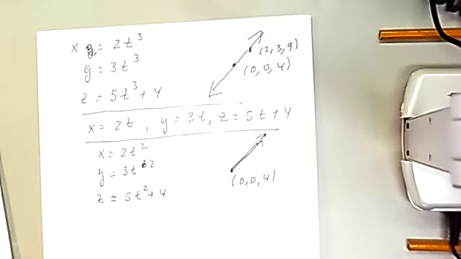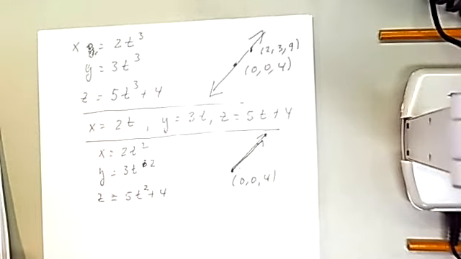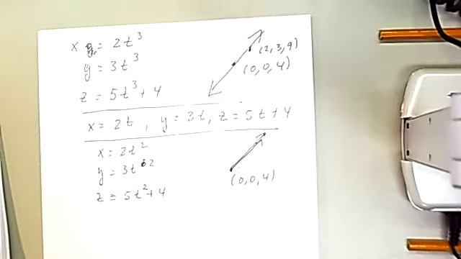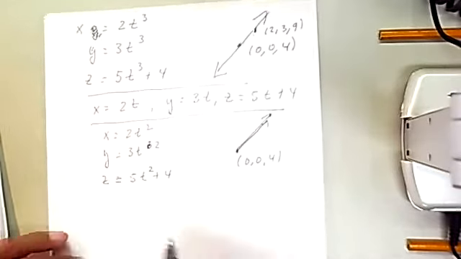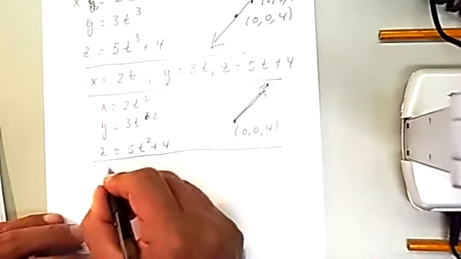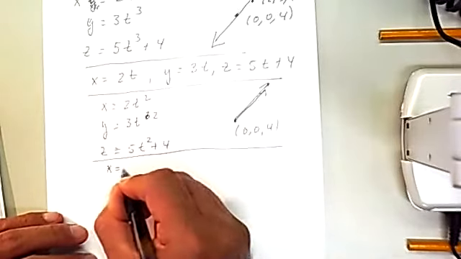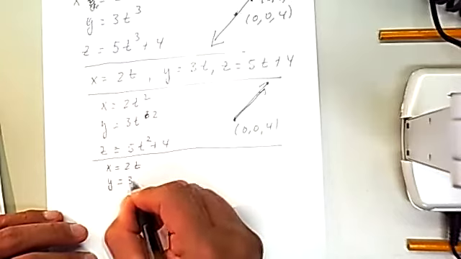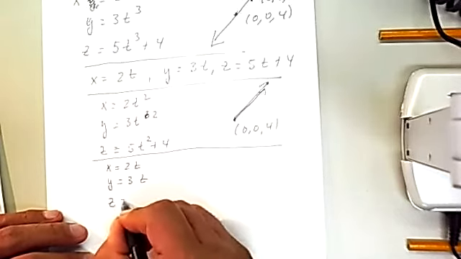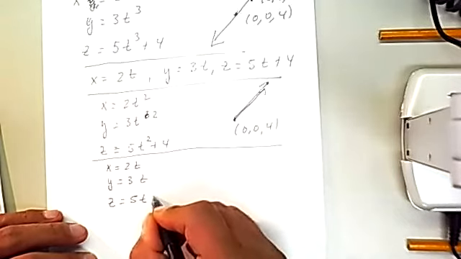We could reparameterize the line. You just have to be very careful with parametric equations. There's many ways to write the same line. So let's go back to our original example. X equals 2t, y equals 3t, z equals 5t plus 4.